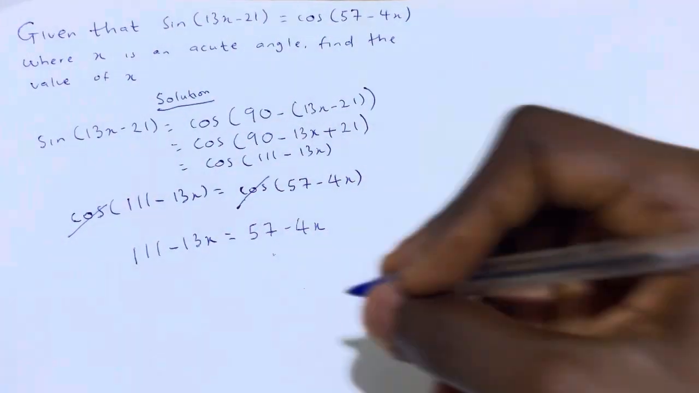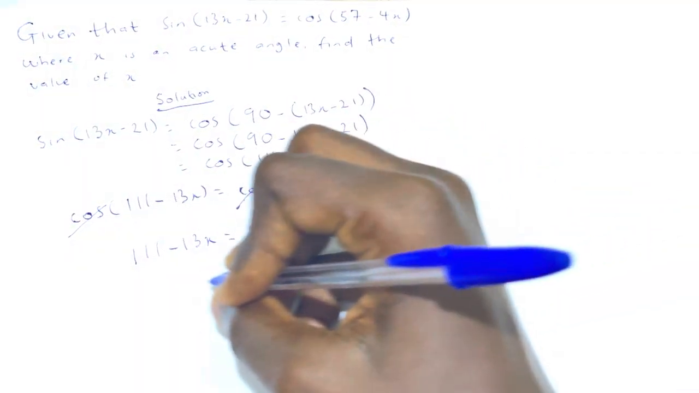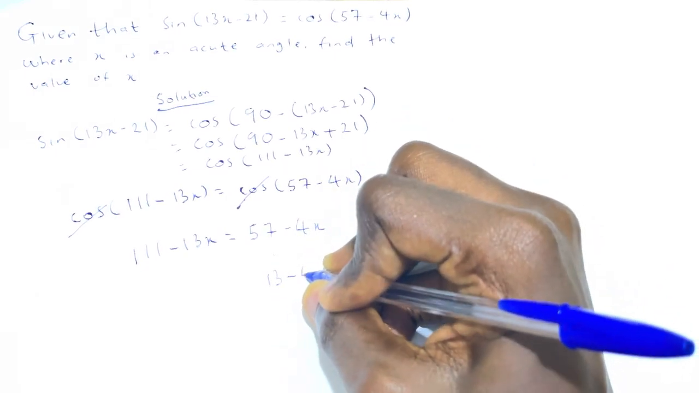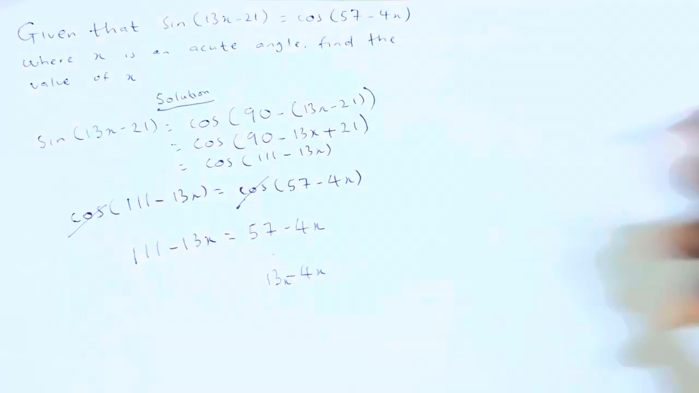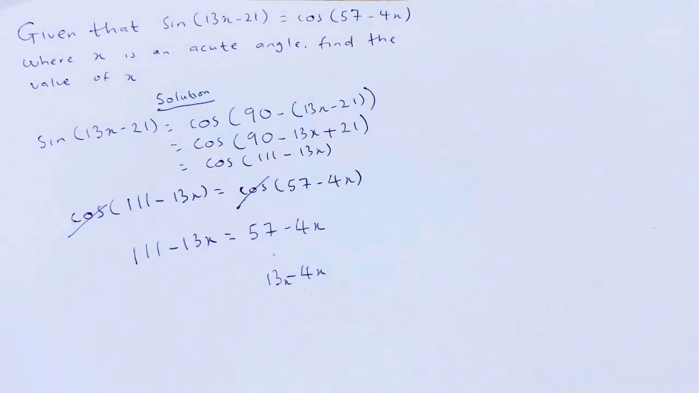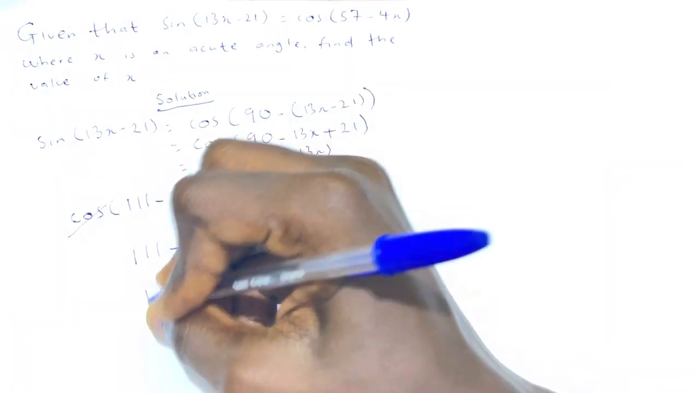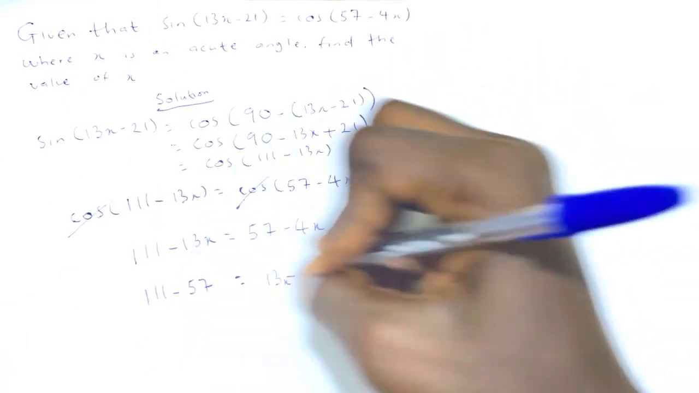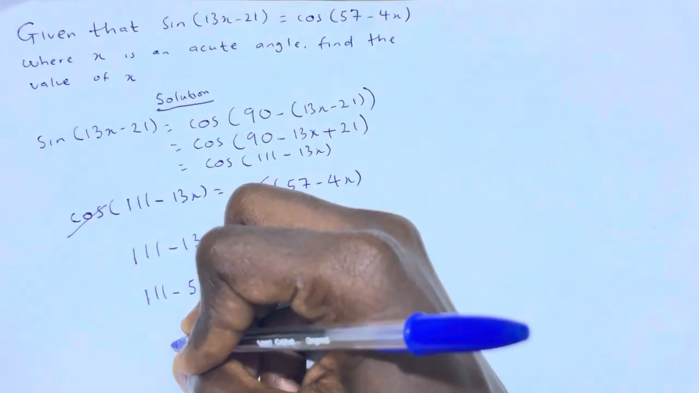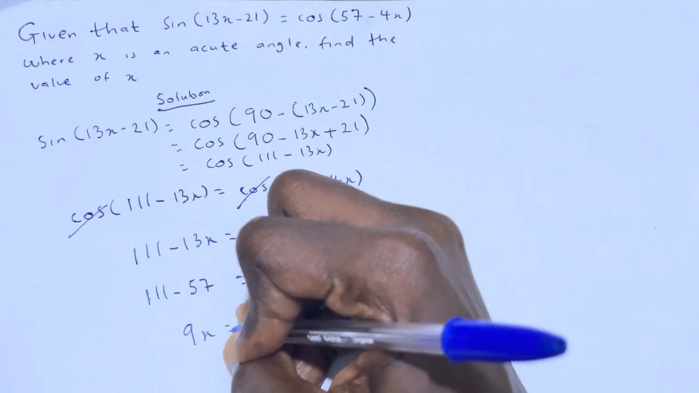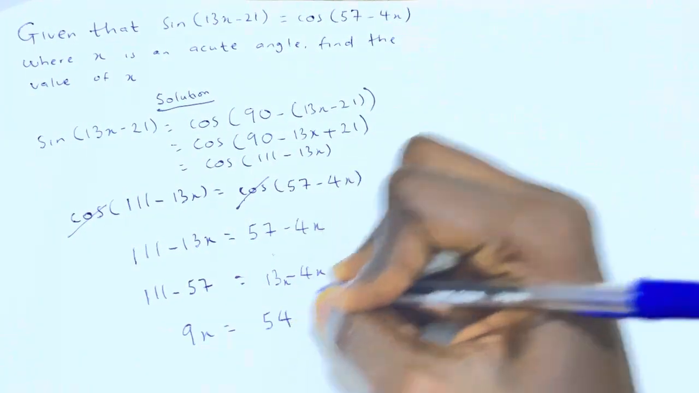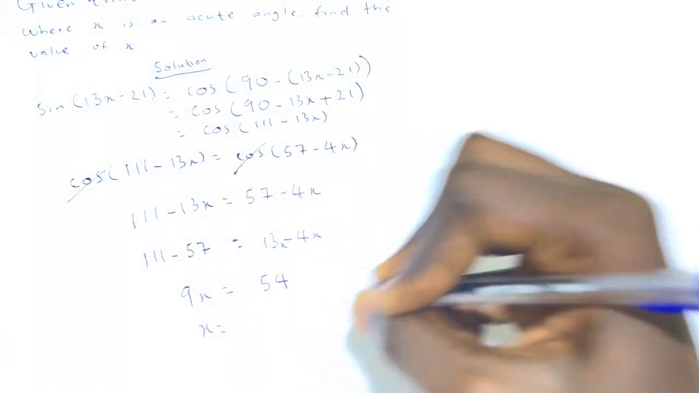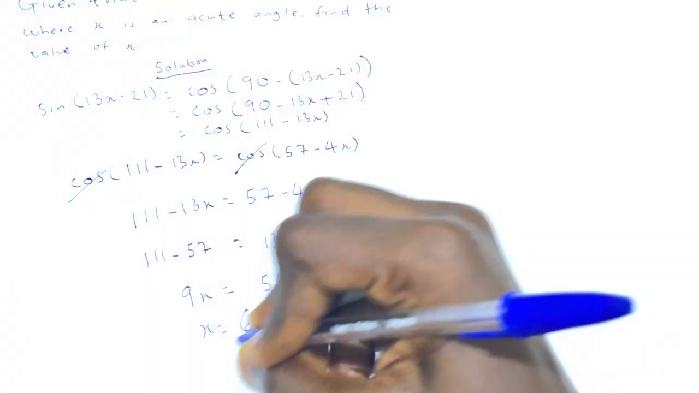So making x the subject in this equation, we can make 13x come to this side. It equals 111 minus 57. So we have this to be 9x equals 54. And when we divide both sides by 9, we have an answer to be 6.